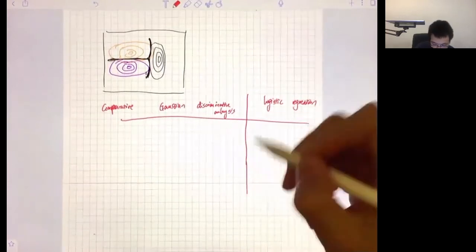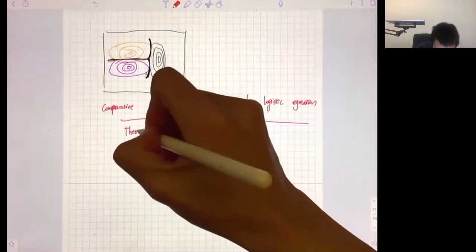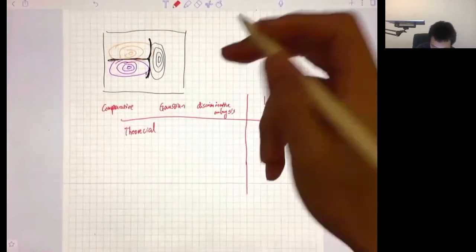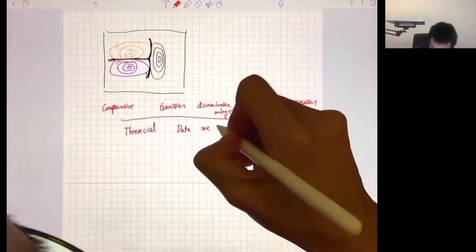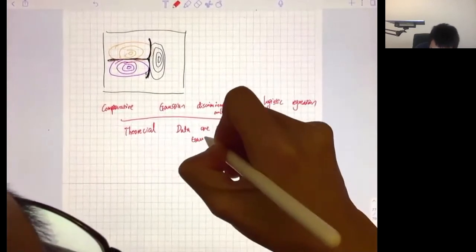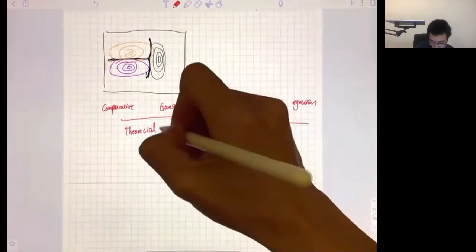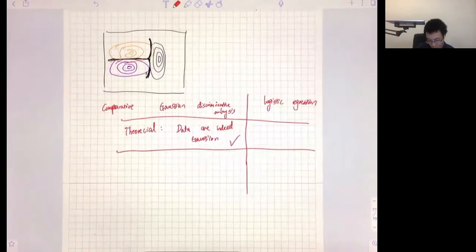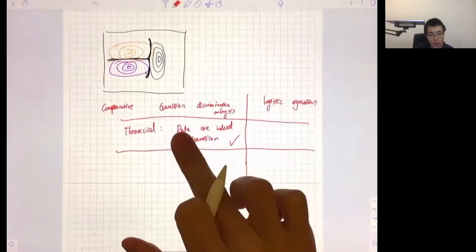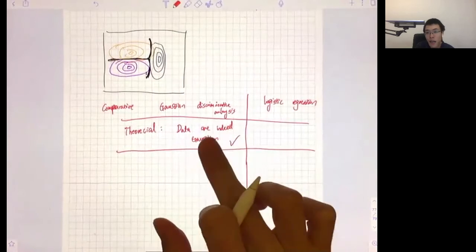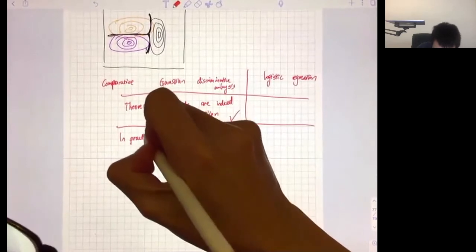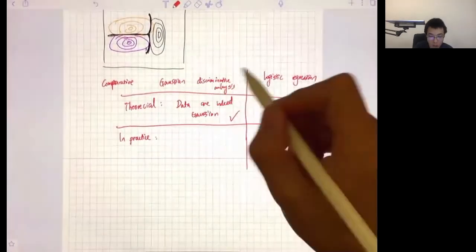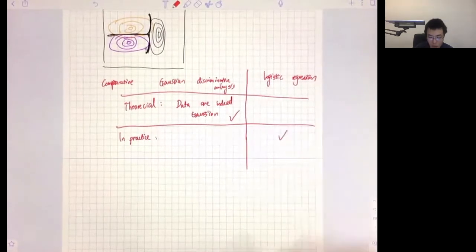But the main thing is there's some theoretical results saying if the data are indeed Gaussian, then this is better, okay, by some theoretical analysis. But this rarely happens in real applications because no real data are indeed Gaussian, okay? In practice, it turns out that we don't use the Gaussian discriminant analysis too often. We typically use the logistic regression, okay?